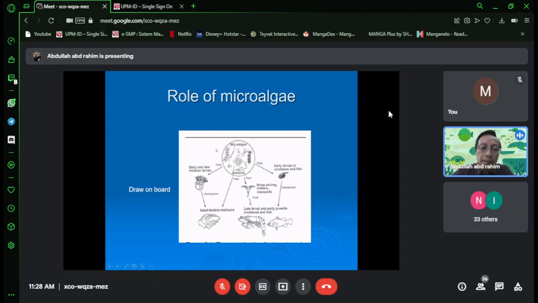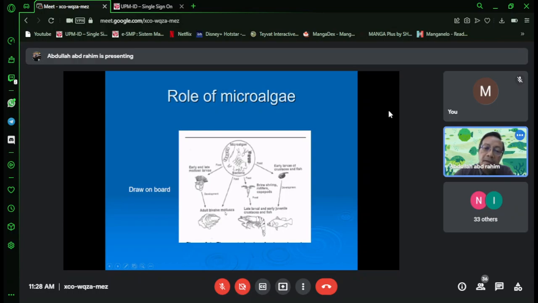Okay, so you have this microalgae, and then you look at this picture here. This is the early and late mollusk larvae. Mollusk, M-O-L-L-U-S-C. What are mollusks? Mollusks are essentially also an invertebrate, shellfish. Early and late mollusk larvae, and then here you have adult bivalve mollusk.